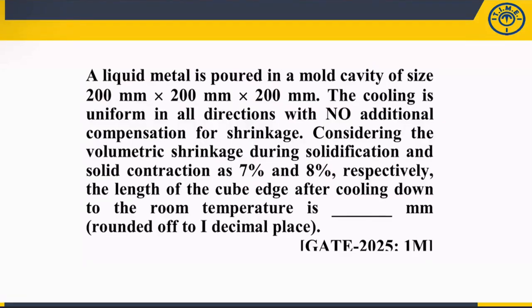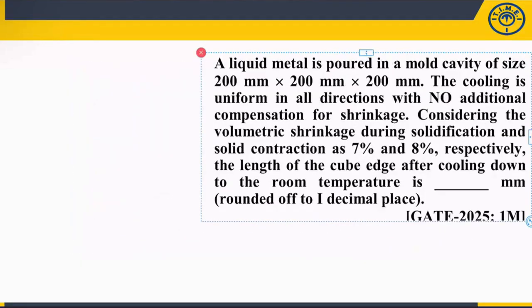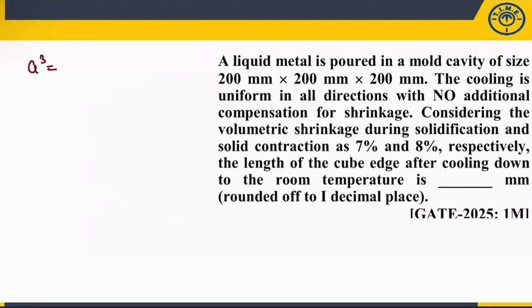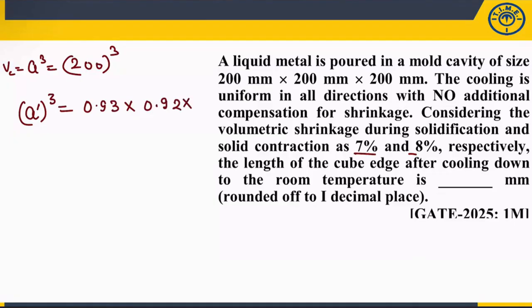Very good. So this is the answer which I want. They have mentioned round off to 1 decimal place, so you have to round off to 1 decimal place only. Now, simple question. The initial volume is 200 cube. After both the shrinkages, in a single step I am writing a cube is equal to 0.93, 0.92 into this volume, 200 to the power of 3. 7% shrinkage means 0.93. So from here you will get the value of a. How much are you getting?